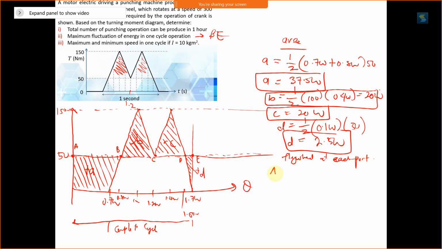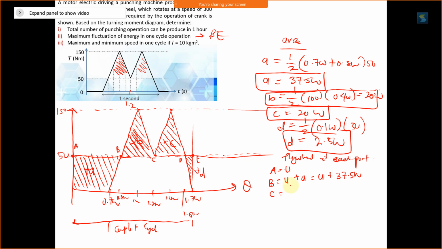So at point A, what do we have? Let's say we start with U. Okay, so the energy will increase as it goes to point B. So B equals U plus A, which is 37.5. Then we have U plus 37.5 omega.